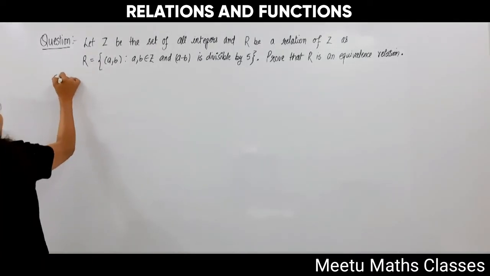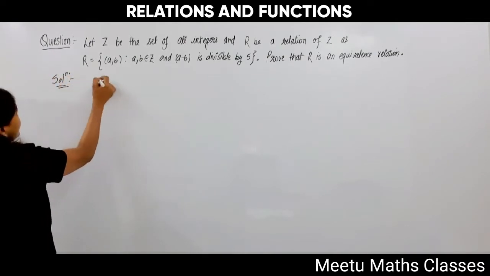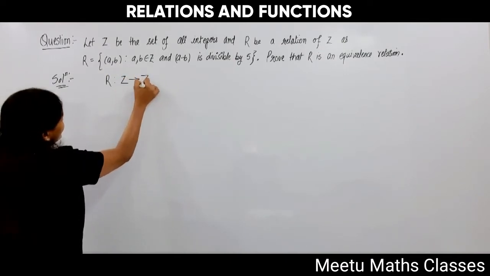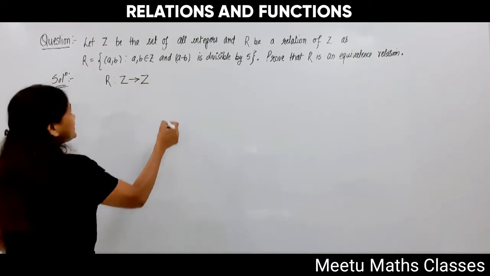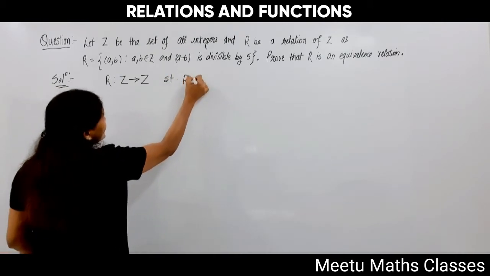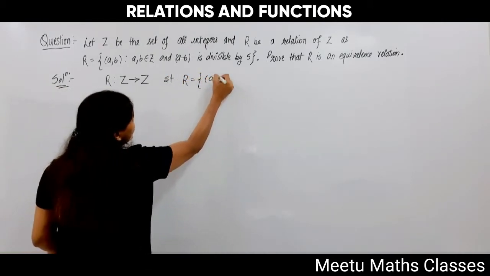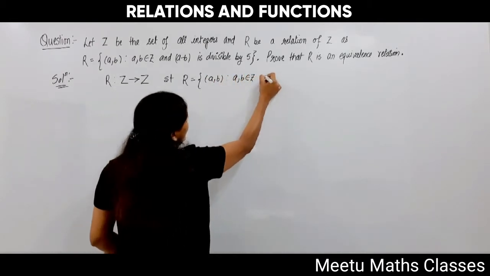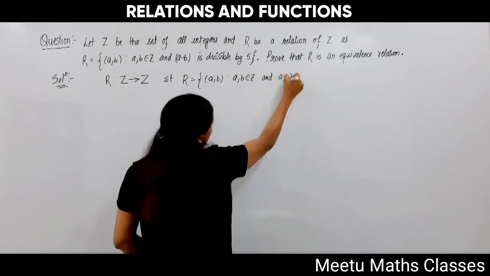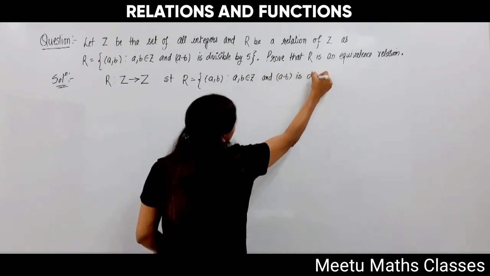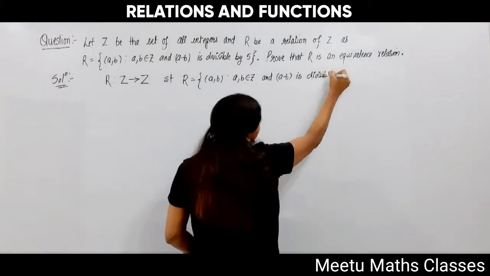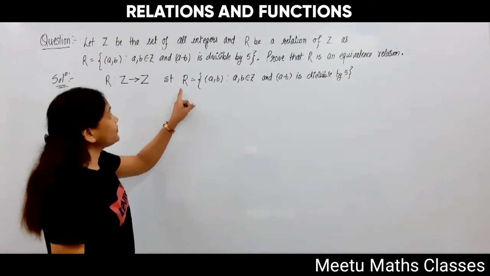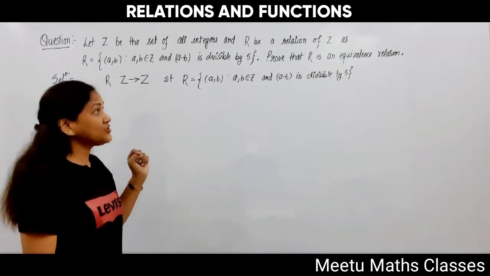Now first of all, you are given R as a relation on Z, the set of integers to the set of integers, such that R is equal to the set of (a, b), where a and b belong to Z, such that a minus b is divisible by 5. Okay, this is the definition of your relation. Now you have to prove that R is an equivalence relation.